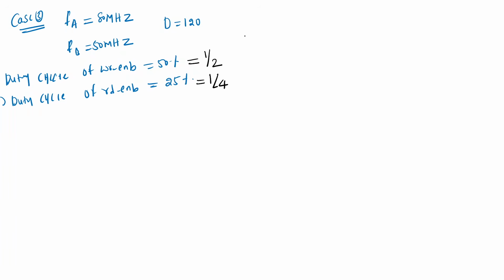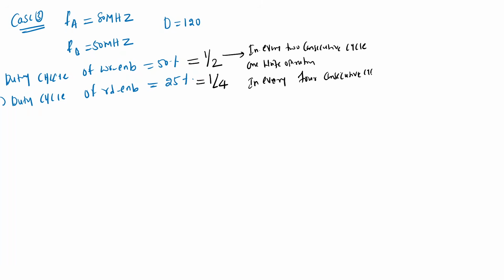So that means in every two consecutive cycles, one write operation is happening, and in every four consecutive cycles, one read operation is happening.